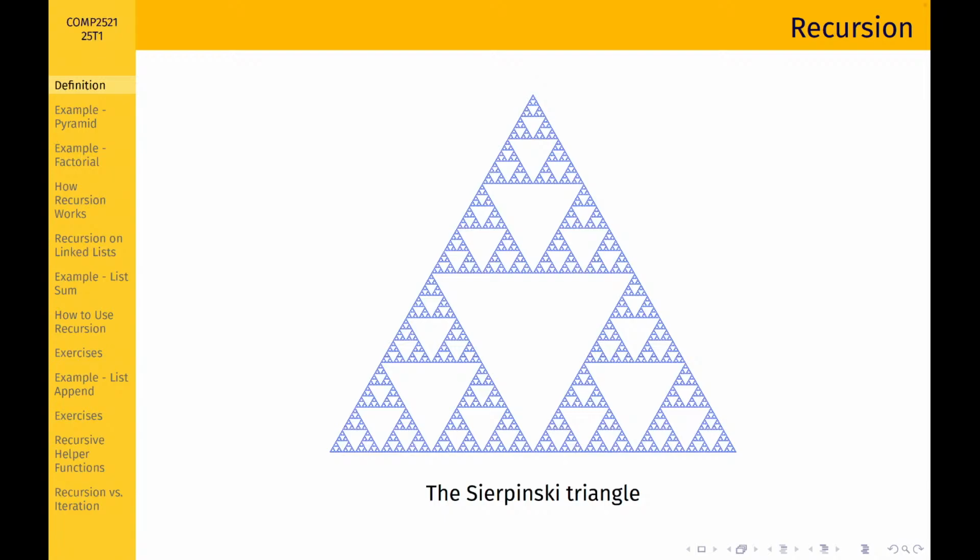Right, so if you were to draw this triangle, you could do it recursively, right? What you could do is you start with a triangle, right? And then what you would do is you would zoom into the top part of the triangle, zoom into the bottom left and the bottom right, and you would draw an upside down triangle in the middle, right? You would just repeat that until you get something looking like this.